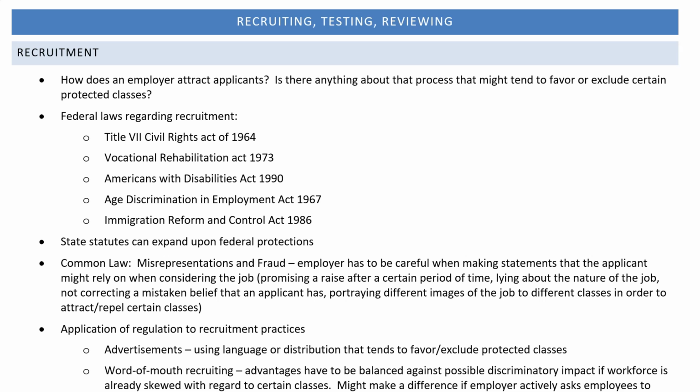So jumping right in, recruitment. We have to think about all these steps in the process of bringing somebody on board, and then we can look at how we manage them while they're onboarded. But first, we have to recruit them. So we have to ask ourselves some questions. How do we attract applicants? Is there anything about the process of recruitment that might tend to favor or exclude certain protected classes?